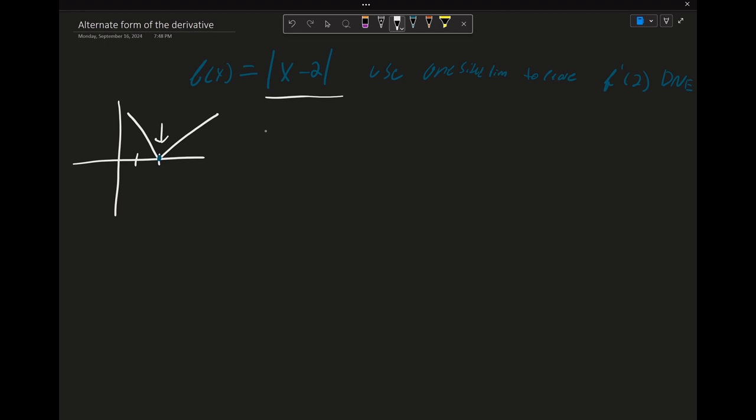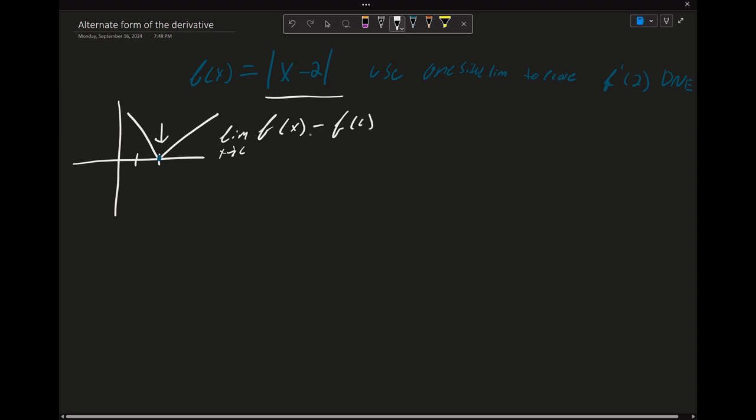So let's recall this equation that we used for the alternate form of derivative. It would be the limit of f of x minus f of c over x minus c. So first, let's compute this from the left. Or first of all, actually, let's rewrite this absolute value function for clarity as a piecewise function. So this absolute value of x minus 2 can be split into, if you want to take it from the left, you take the negative of this, which would be negative x plus 2, on the domain of x is less than or equal to 2.